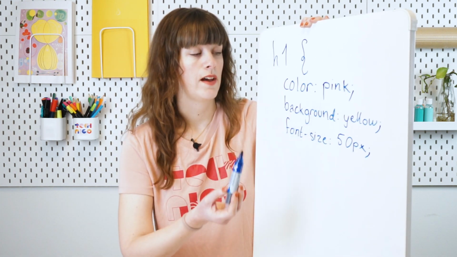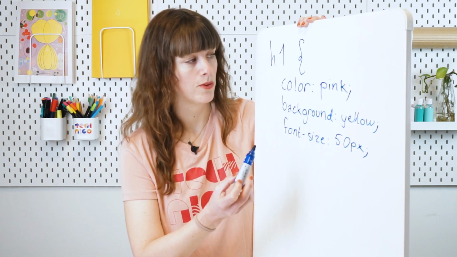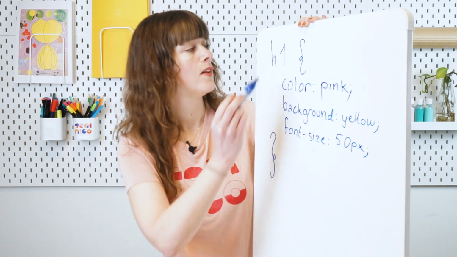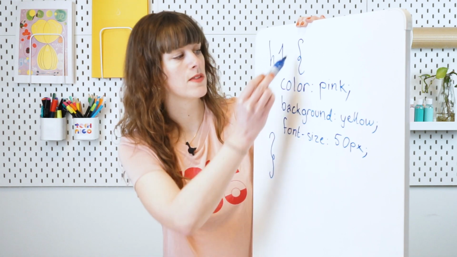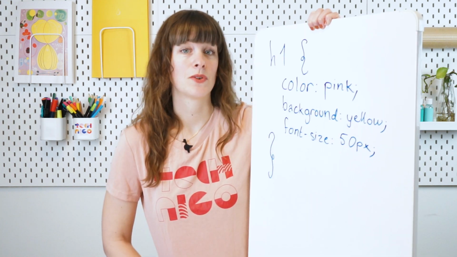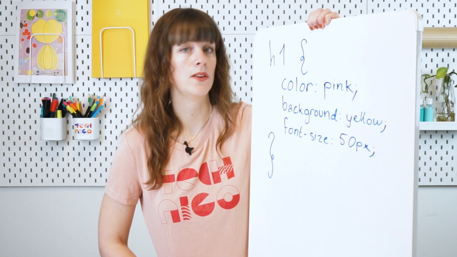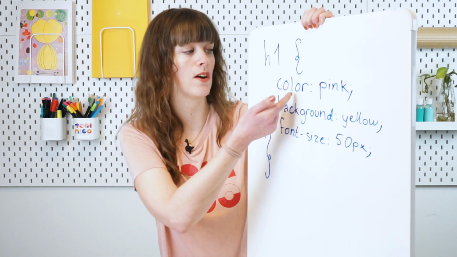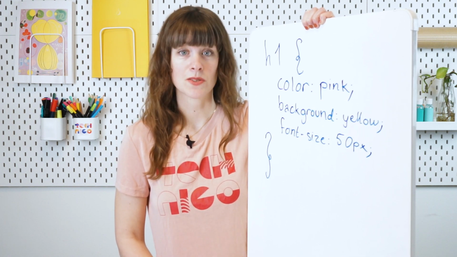As soon as I feel like I'm done with the rules for my H1, I will end this block of code with the closing curly bracket. So we have the selector, we have the opening bracket, and we have the closing bracket. And within the bracket, we have all the rules that should apply to the H1. That was some CSS for text. These rules that we have written here for the H1 could also be used for the paragraph. If you want to change the text color of a paragraph, you could use the color property for that as well. Let's look at how we can style an image as well.